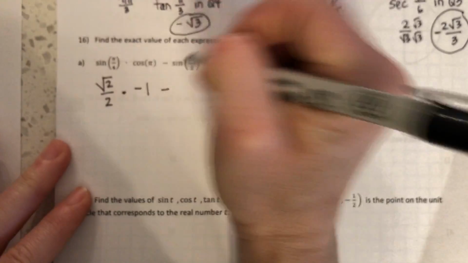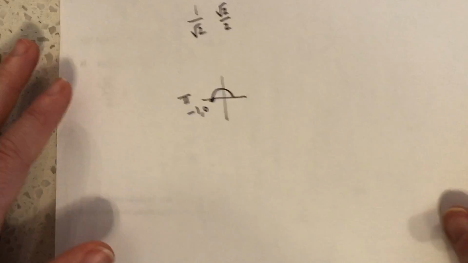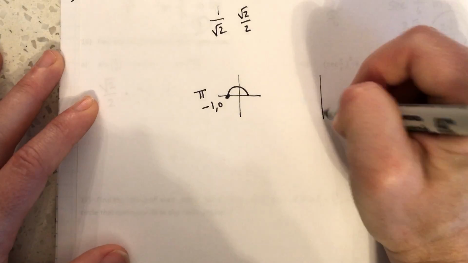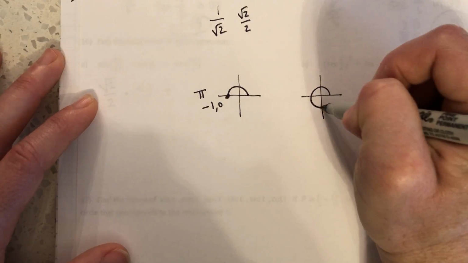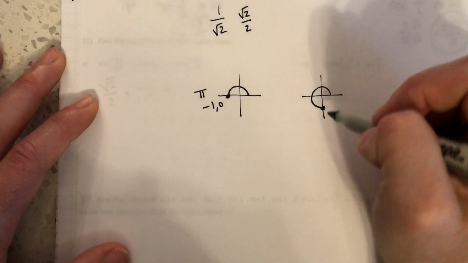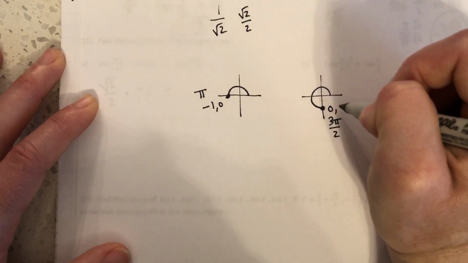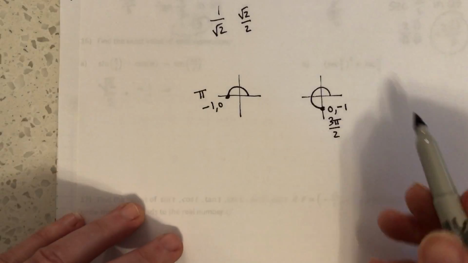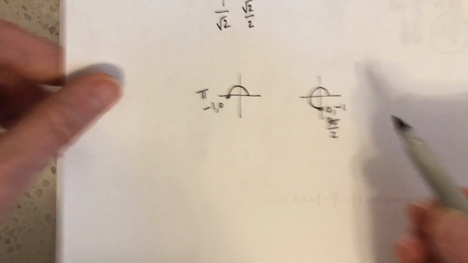And then I have to subtract the sine of 3 pi over 2. Well, where does 3 pi over 2 land? 3 pi over 2, 3 90-degree angles, goes all the way to there. There's 3 pi over 2. So what ordered pair is that on the unit circle? That's down 1, so that's (0, -1). The sine is the y-coordinate, so that would be -1.